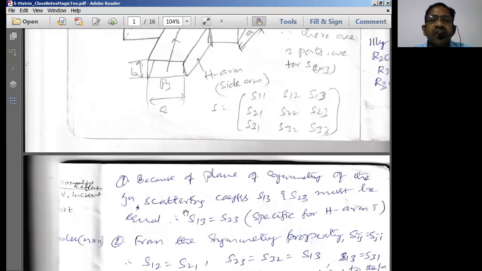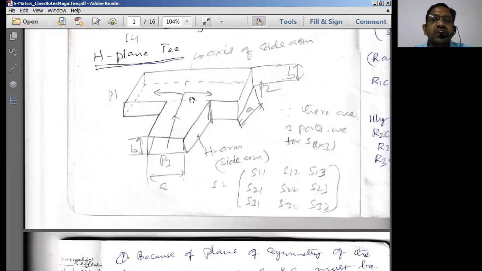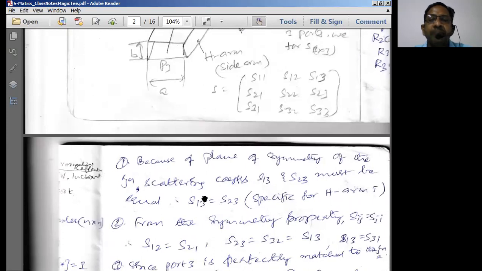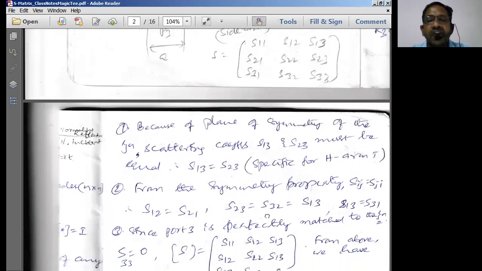So here, why is it happening? It is because of the plane of symmetry of the junction. At this junction, this plane is going to be a symmetrical plane. Because of this particular property, the scattering coefficients S13 and S23 must be equal in the case of the H plane T. That is the property of the H plane T.